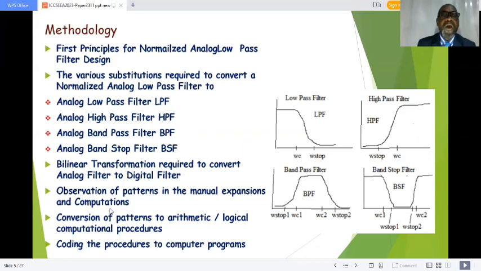In this work, we observe patterns in the manual expansions and computations. These patterns are converted to arithmetic and logical computational operations, and these are coded into computer programs. Here we have low-pass filter, high-pass filter, band-pass filter, band-stop filter. For the low-pass filter and high-pass filter, you need only one cutoff frequency, which is omega c. For the band-pass filter and band-stop filter, there are 2 cutoff frequencies, omega c1 and omega c2.